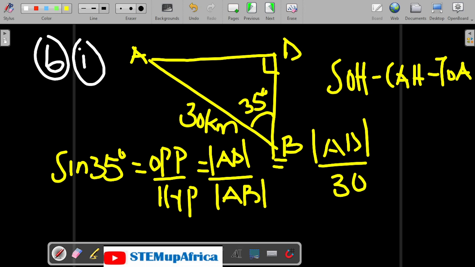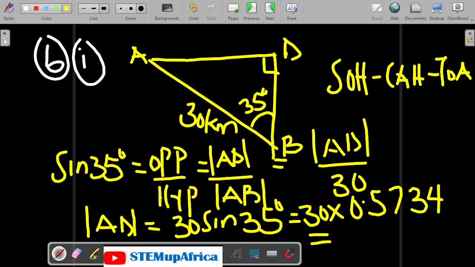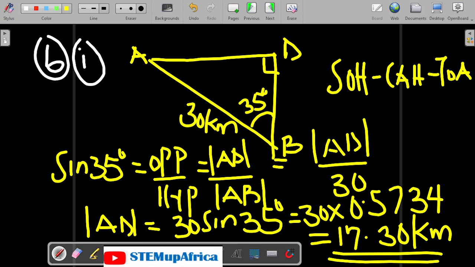Where is my line AB? So my AD is simply 30 sine 35 degrees, which is 30 times the value of sine 35. Sine 35 will give us 0.5734. Then multiply by 30. So I'm having 17.30 kilometers to 4 significant figures. So that's B Roman figure 1.